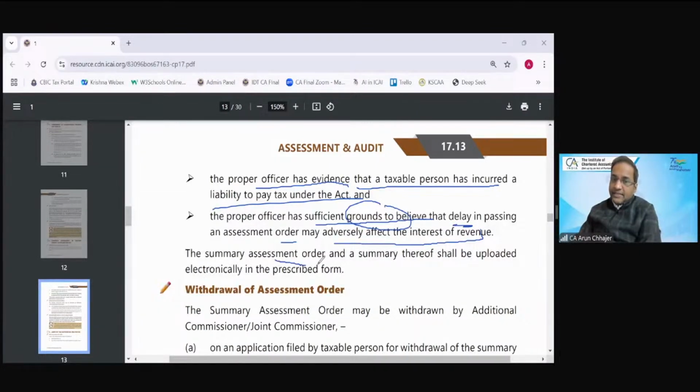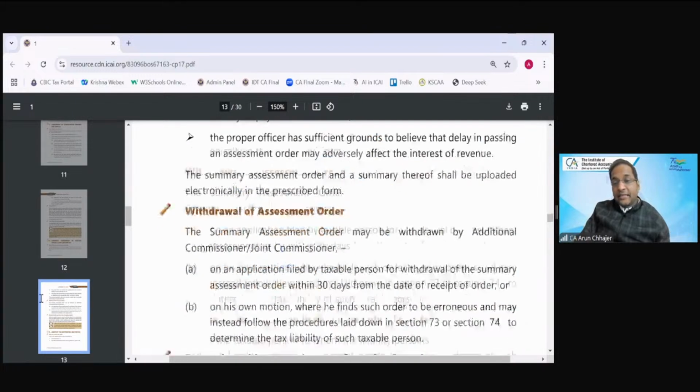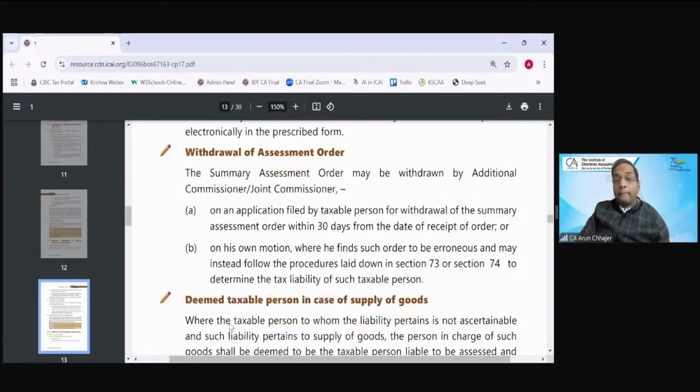Again, summary assessment order and summary thereof shall be uploaded electronically in the prescribed form. It means they will have to upload on the GST portal network, which GST Network has developed. Withdrawal of the assessment order. The summary assessment order may be withdrawn by additional commissioner or joint commissioner on an application filed by the taxable person for withdrawal of the summary assessment order within 30 days.